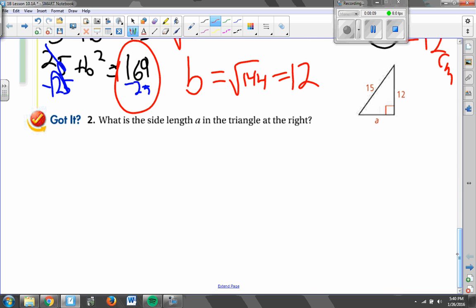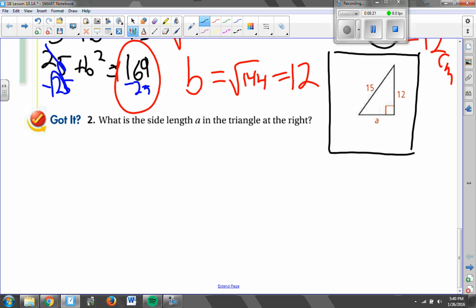I would like you to try this problem here. What is the side length of letter A right here in this triangle? Try this one on your own. So pause the video, try that problem there. Once you're done, come on back and play the rest of the video. I'll show you what we should get for an answer there. Okay, pause the video, take a look at this number 2 here. What is that side length A for me?